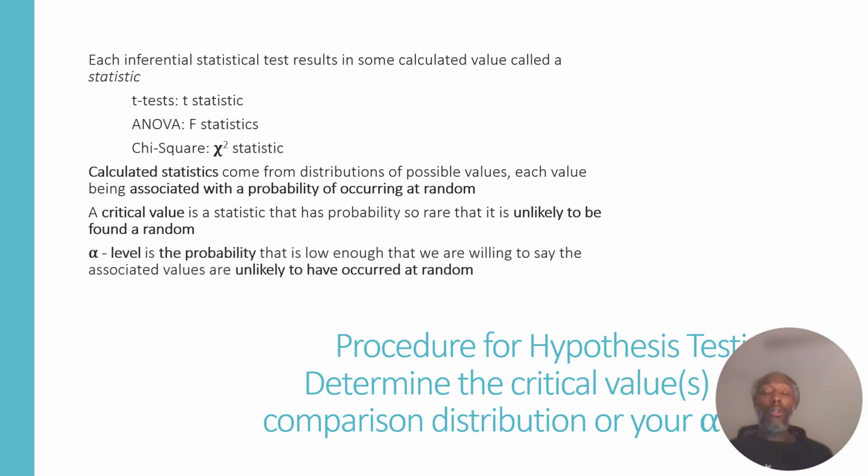The alpha level, on the other hand, is, instead of thinking about a statistic itself, we think about, well, how rare is too rare? And we set some threshold. So an alpha level is a probability of occurrence that is so low that we're willing to say any associated data did not occur at random. There probably did not occur at random.